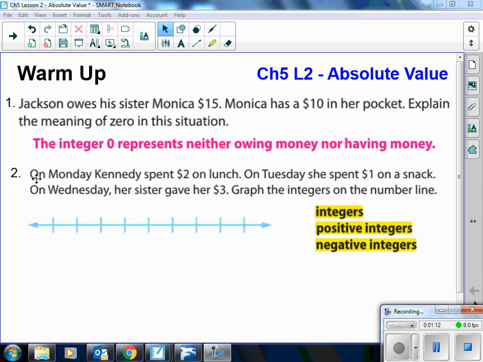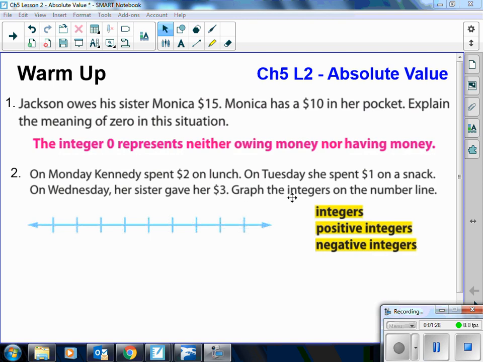So on Monday, for number 2, it says Monday, Kennedy spent $2 on lunch. On Tuesday, she spent $1 on a snack. On Wednesday, her sister gave her $3. Graph the integers on the number line.